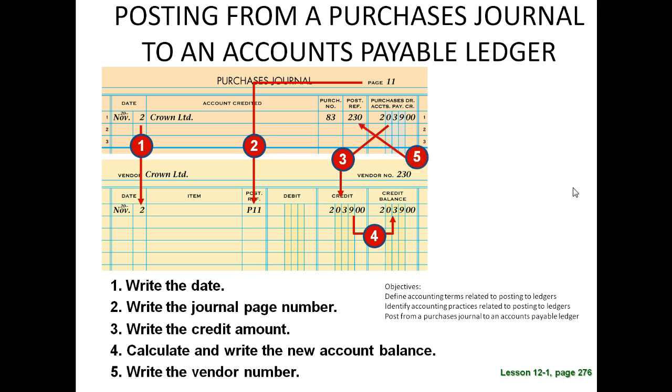And the very last thing that we do is we go back to the journal, and in the post ref column, we write the vendor number, which we pull from right here in the upper right-hand corner of our subsidiary ledger. So we put it right here in the post ref, and then we are finished posting from a purchases journal to an accounts payable ledger.